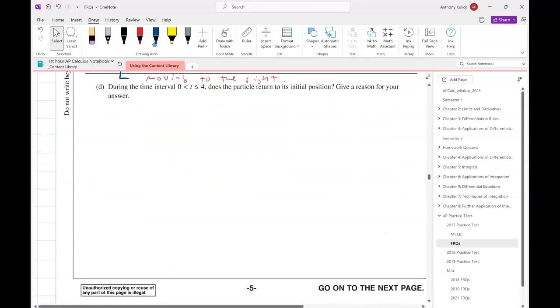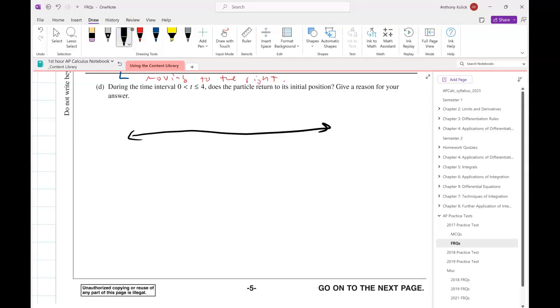This last question is 2 points. It says, during that interval from 0 to 4, does the particle return to its initial position? Give reason for your answer. So let's think about what this is saying. What was our initial position? 7. So I know x of 4 is over here, correct? So I know that if I do anything forward, and then have to come back, it's going to have to go back to that original position, correct?